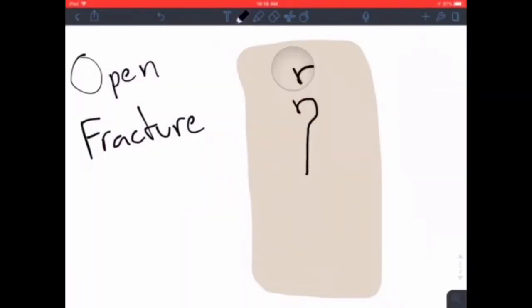Open or compound fracture: a fracture in which at least one end of the broken bone tears through the skin, carries a high risk of infection.